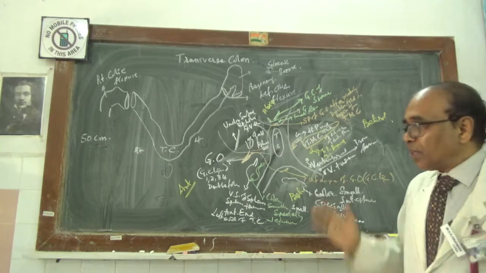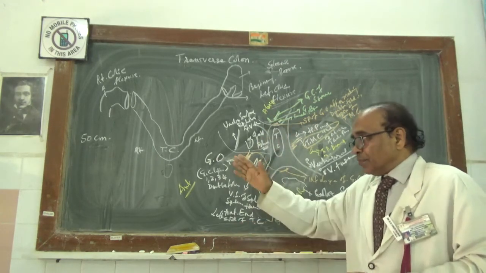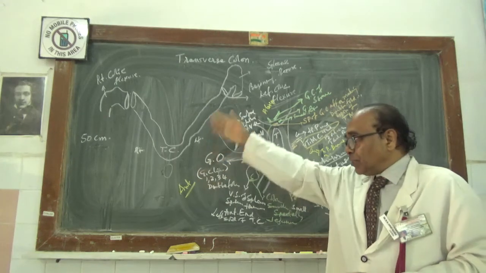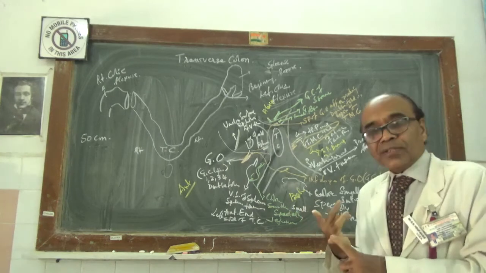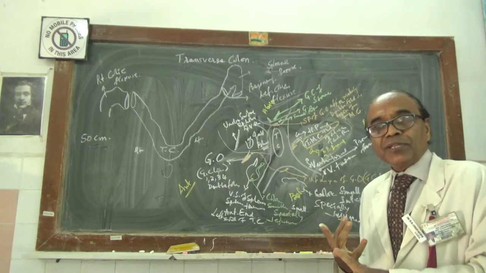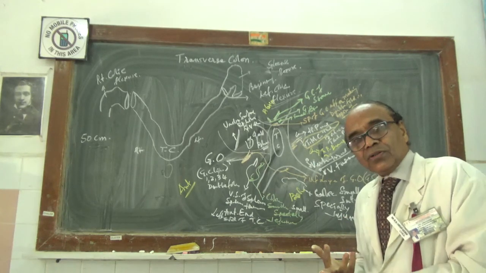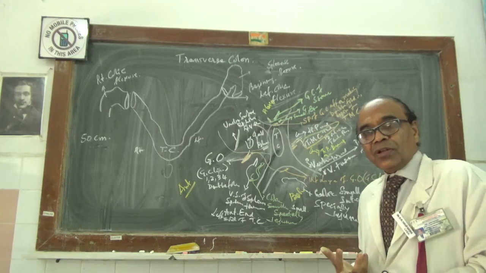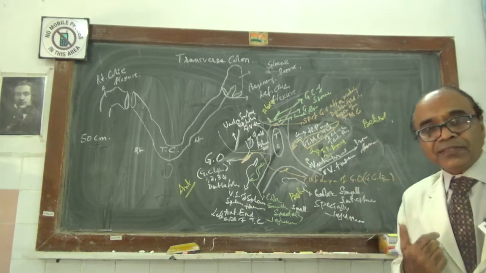So this is the applied anatomy, it will remain the same. Whatever you have told for the ascending colon, that is the colitis, acute and chronic. Then you will have malignancy of the colon, tuberculosis of the colon. So those are the common conditions you will get.